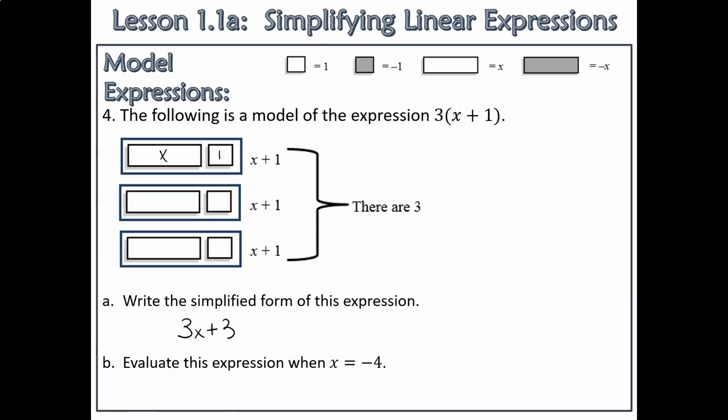Let's evaluate this when x is negative 4. I'm on B now, so I'm going to plug in that negative 4 wherever you see an x. So we're going to follow the order of operations and do this multiplication first. 3 times negative 4 is negative 12 plus 3. Negative 12 plus 3 is negative 9.